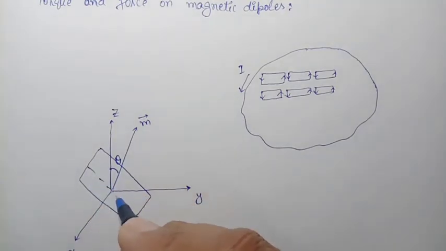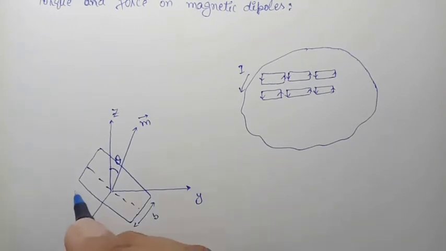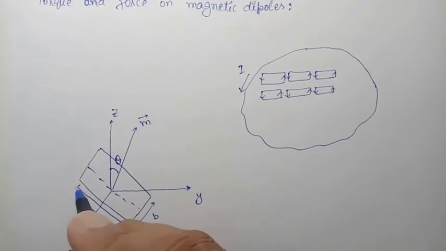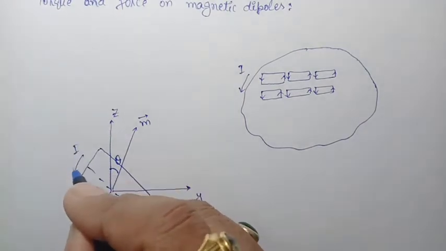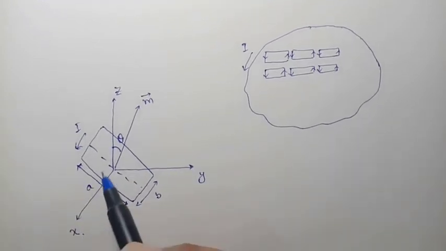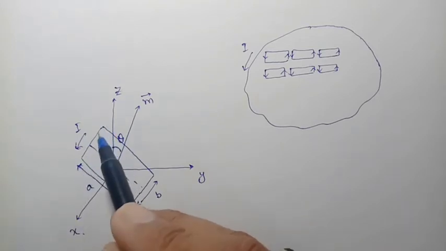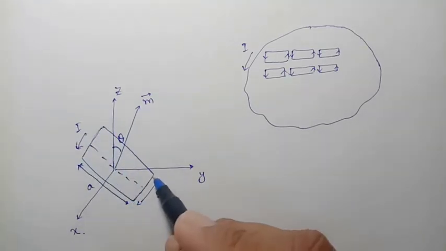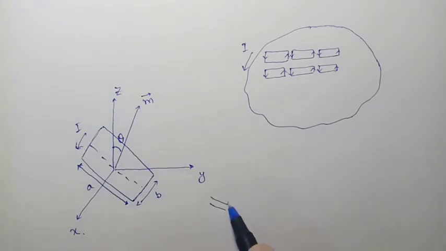Now here, suppose this is the width of this rectangular loop, and this is the length of this rectangular loop A. Okay, and current direction is I. Now here, in the presence of magnetic field, the force on the two sloping sides cancel out, okay? And as a result, we get a structure like this.